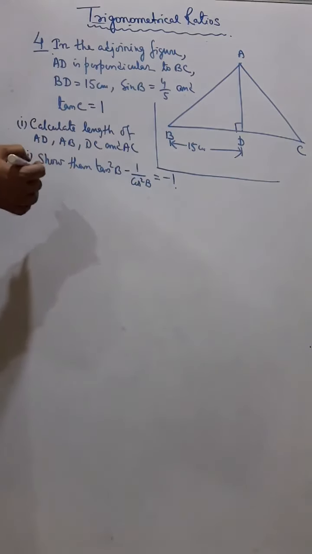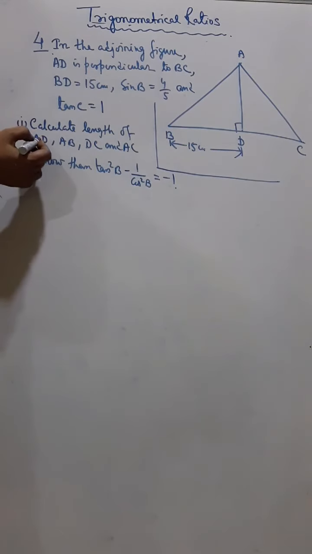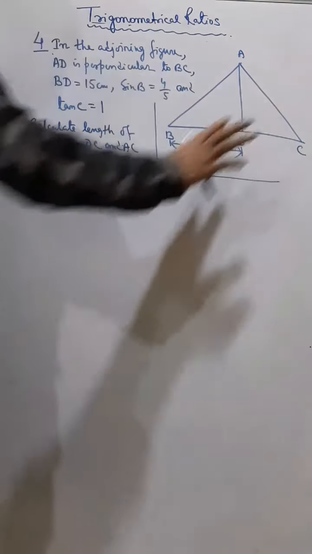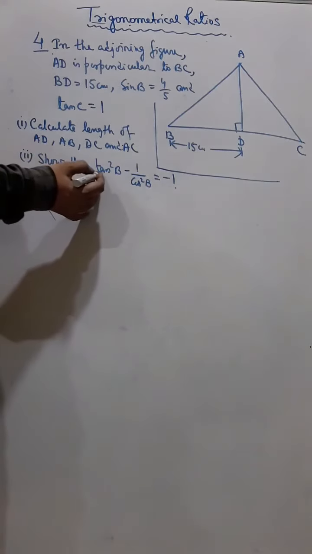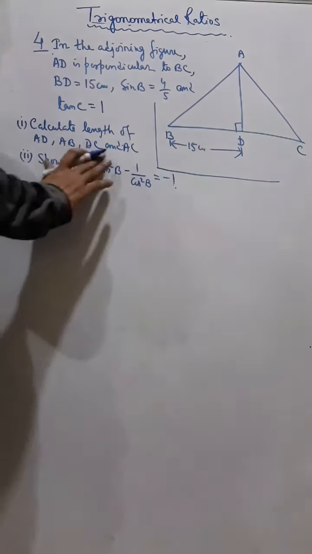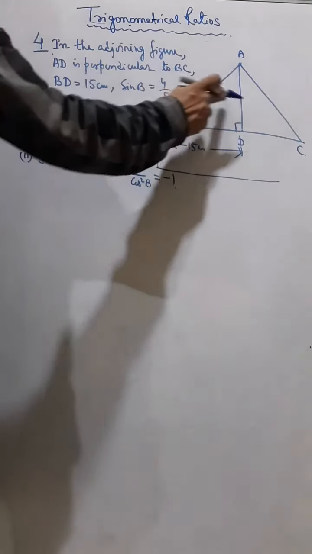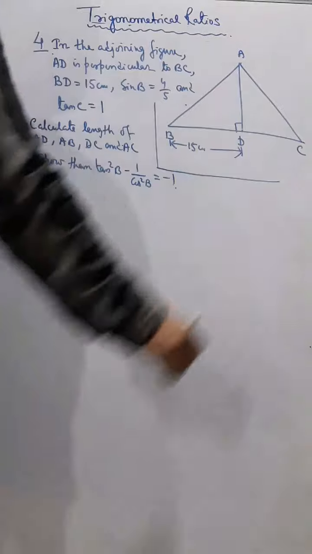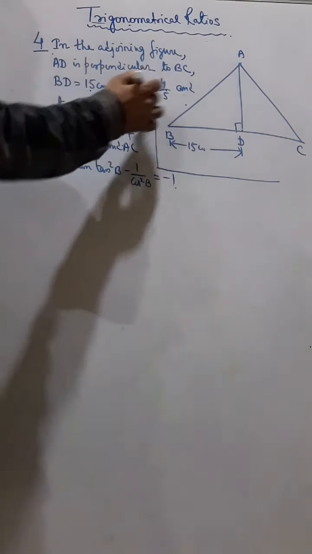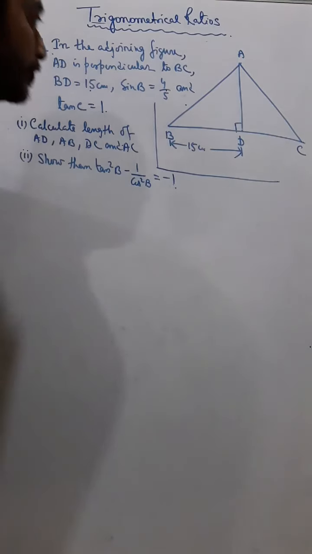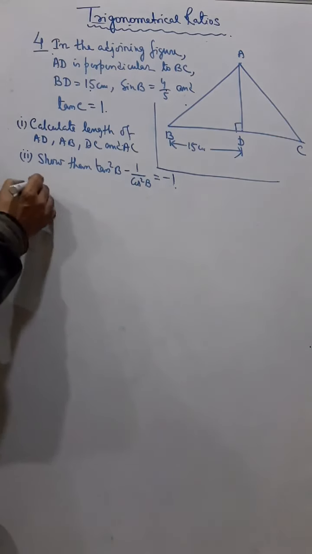And then they told calculate AD, AB, DC and AC. So that means you have to calculate the unknown sides. And then you have to show that tan square B minus 1 by cos square B equals minus 1. So that we'll get after getting all the sides. So our first aim is to get all the unknown sides, and it is given only these three.